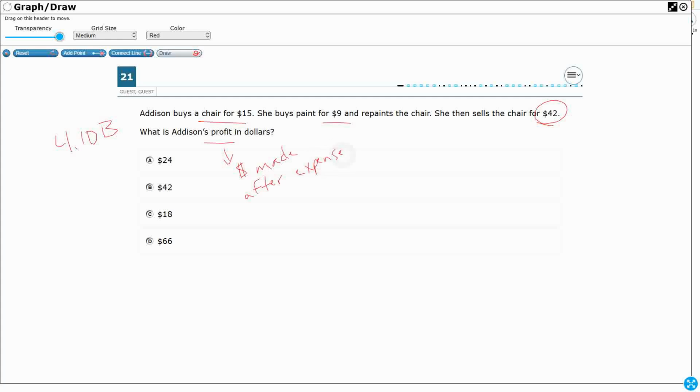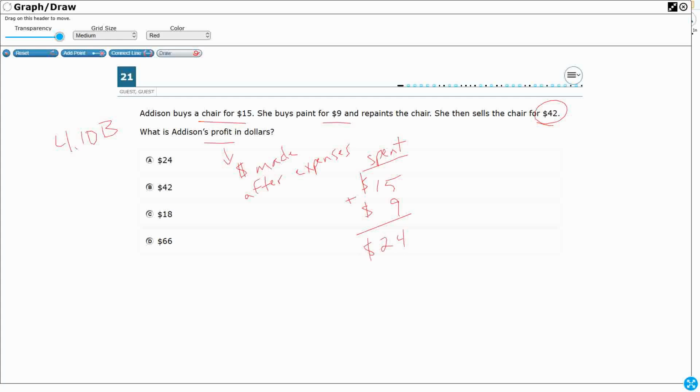So let's think about what happened here. So she buys a chair for $15, okay? So we've got $15. This is money that she's spending. $15 to buy the chair, $9 to repaint the chair, to buy the paint. She doesn't pay anyone to repaint the chair. She does that herself, so that doesn't cost her any money, just costs her time. So far she has spent $24.